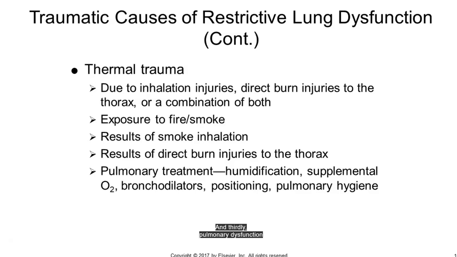And thirdly, pulmonary dysfunction is caused by inhalation of noxious or toxic gases, resulting in surfactant inactivation and chemical pneumonitis. Chest X-rays are the main diagnostic tool to investigate intraalveolar infiltrates, and ABGs with co-oximetry to evaluate carbon monoxide poisoning. Pulmonary treatments include oxygen, bronchodilators, humidification, and pulmonary hygiene. If ventilator support is indicated, patients may use high-frequency ventilation and PEEP, and sometimes hyperbaric chambers may be used.